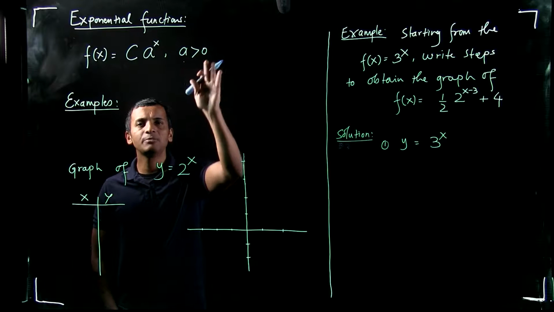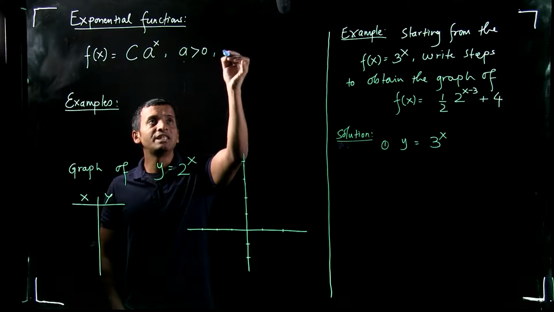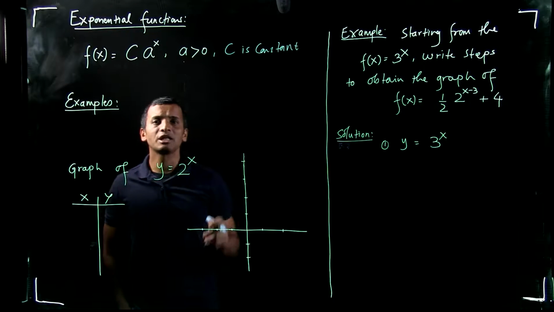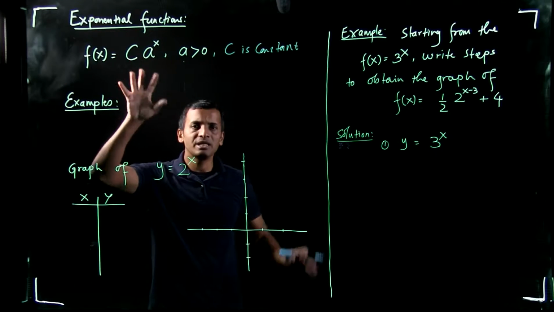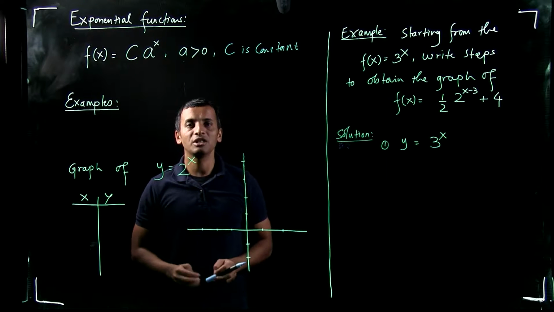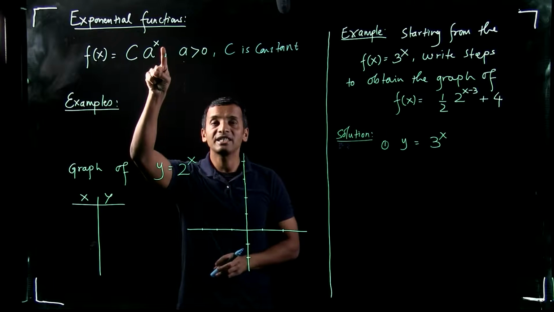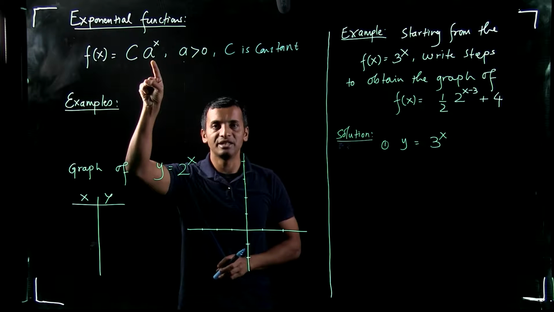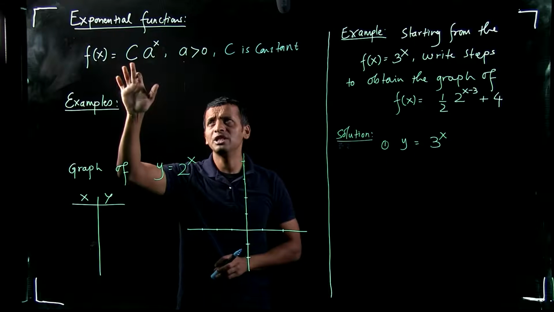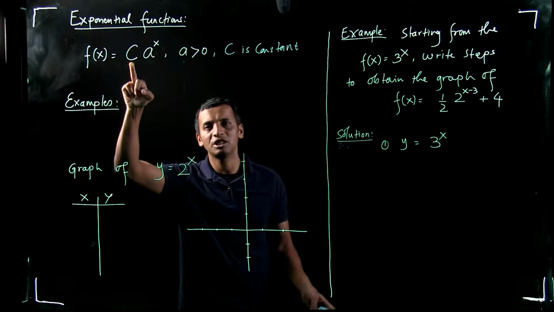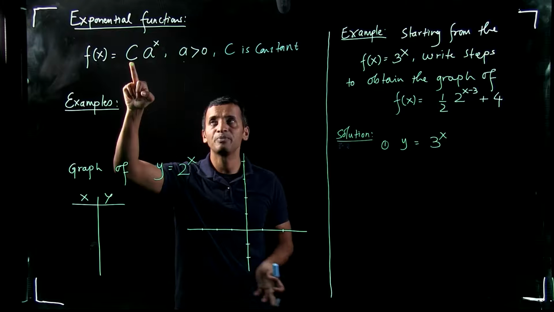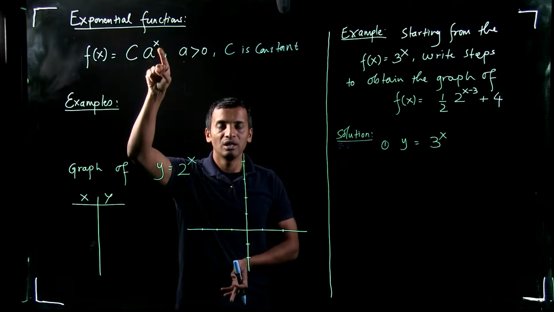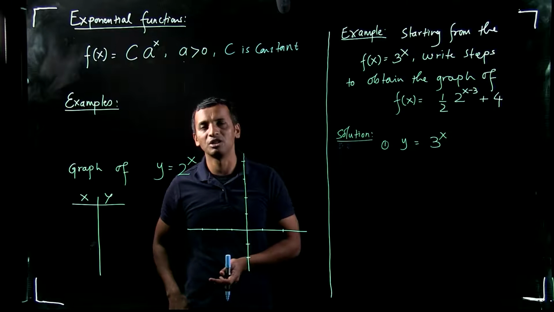Okay, so first of all, any function of the form c times a to the x, where a is positive and c is a constant, is called an exponential function. How do we know a function is exponential? The basic idea is if x is in the exponent and there is a positive number in the base, then it is called an exponential function. The constant can be anything, positive, negative, or any number, but the base must be positive and there must be x in the exponent.